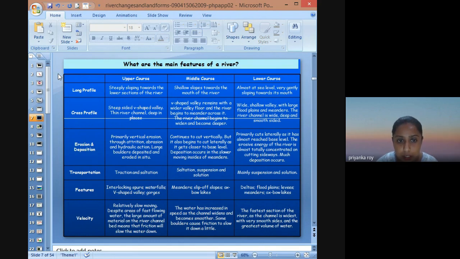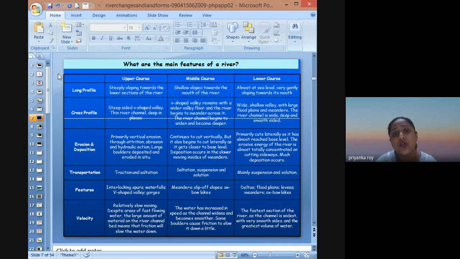Besides interlocking spurs, waterfalls happen. Steep waterfalls, you come across various waterfalls on the upper course of the river. Then you have V-shaped valleys and gorges on the upper course of the rivers.